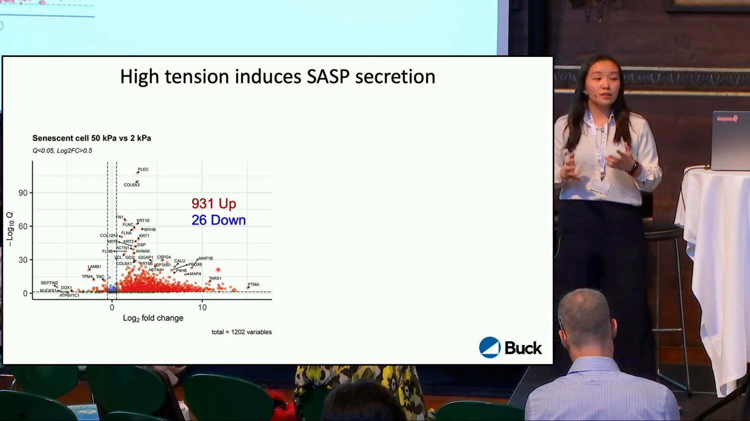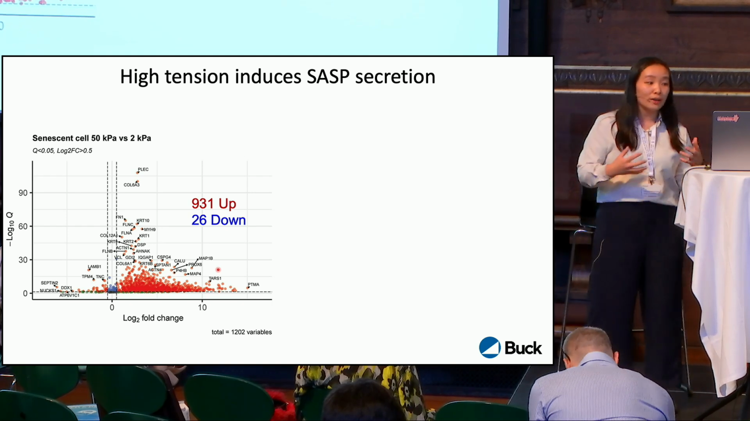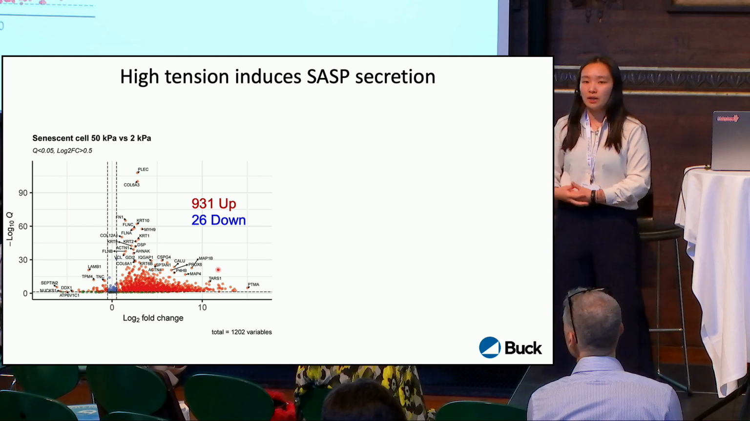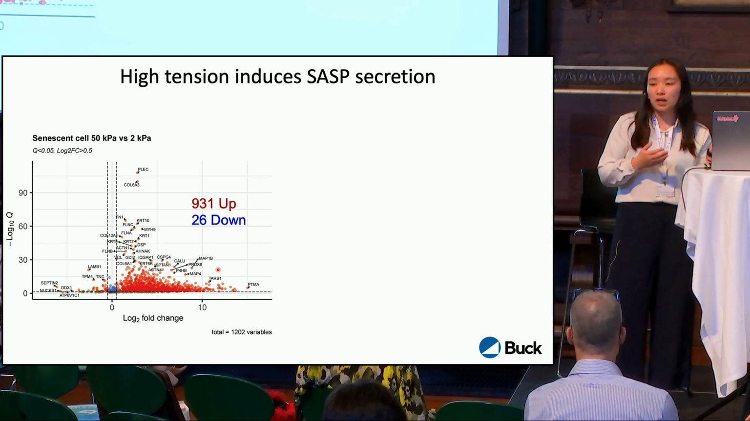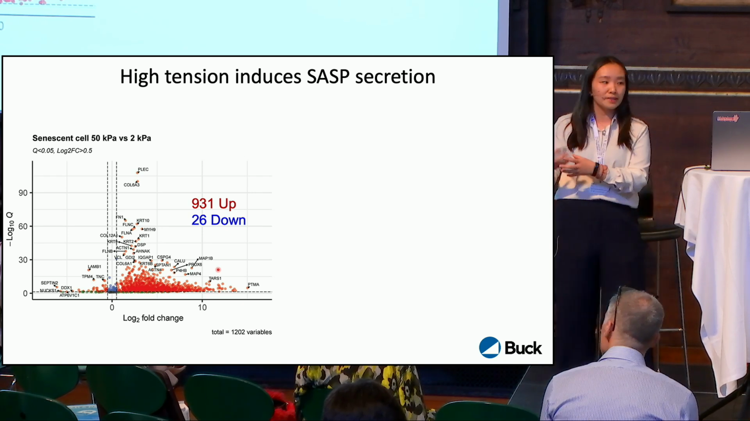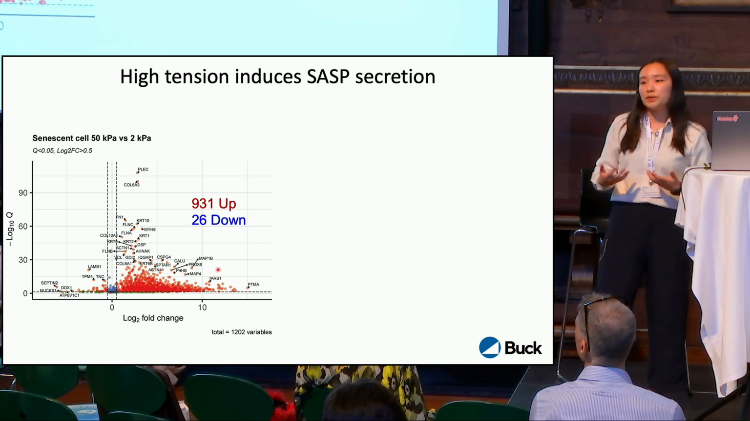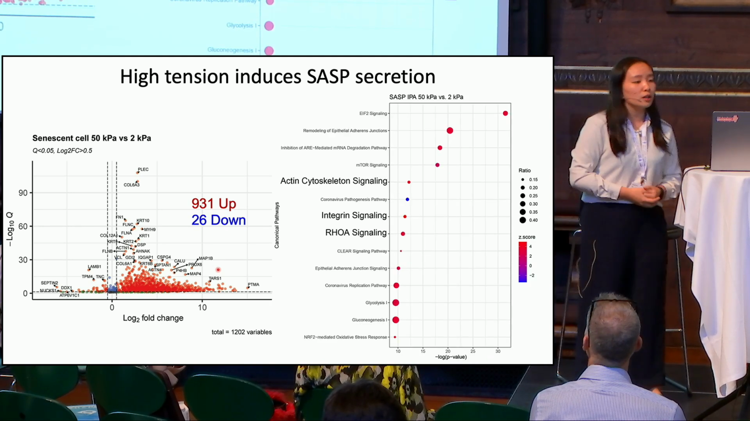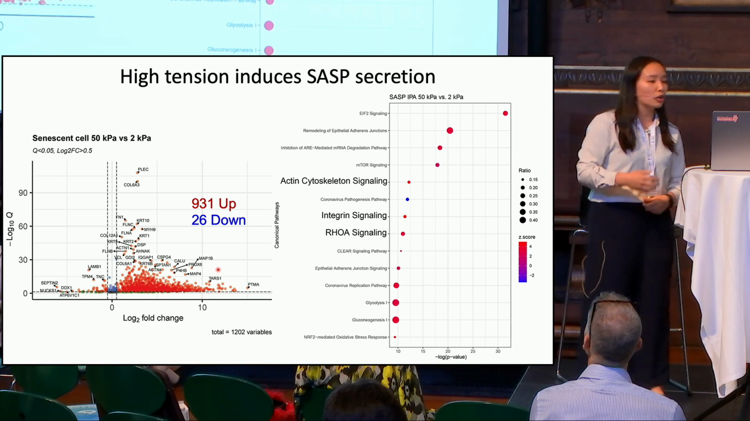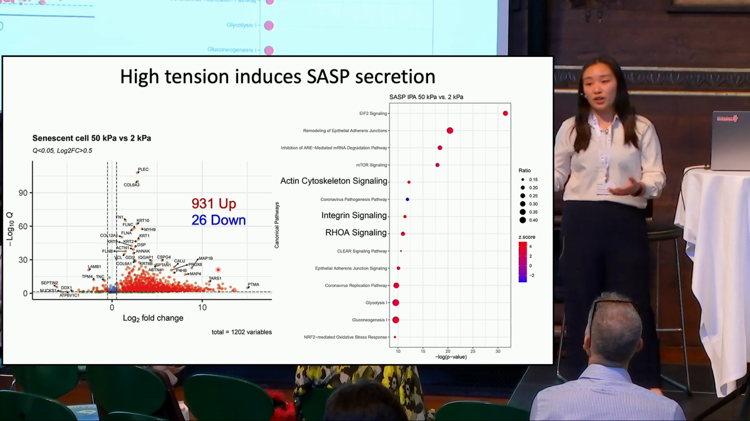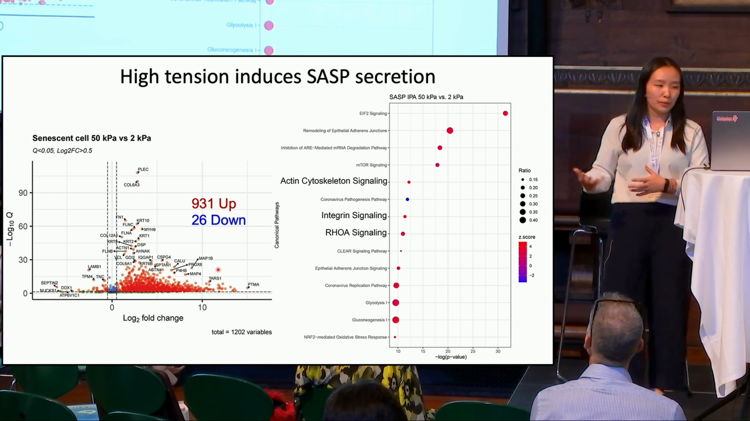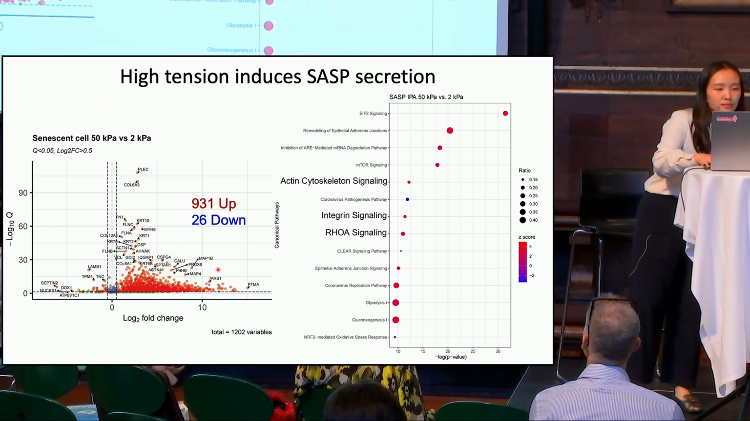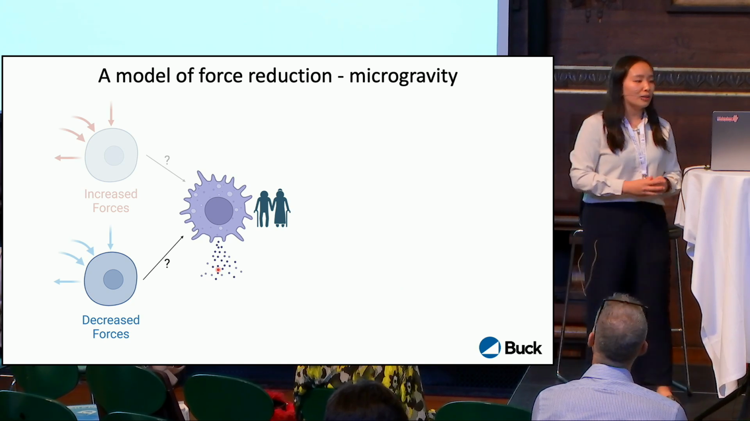And what we found is the reason for that change, or what's driving this profile difference, is the fact that high tension drives a lot of SASP. Here I'm showing a fibrotic condition compared to a physiological stiffness. Basically, cells are ramping up 80% of the SASP. And when you zoom in on those upregulated proteins, what you find is a group of mechanotransduction pathways: actin cytoskeleton, integrin, Rho family. Okay, so that was the part where we have increased forces.